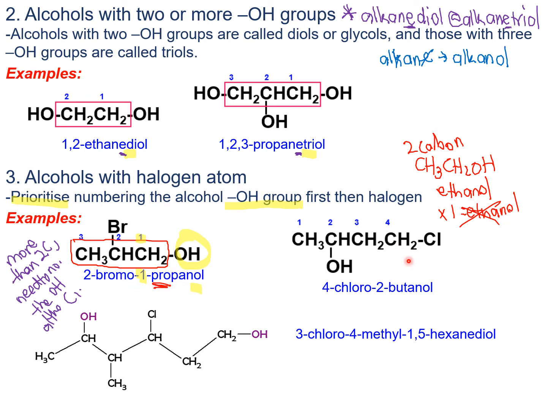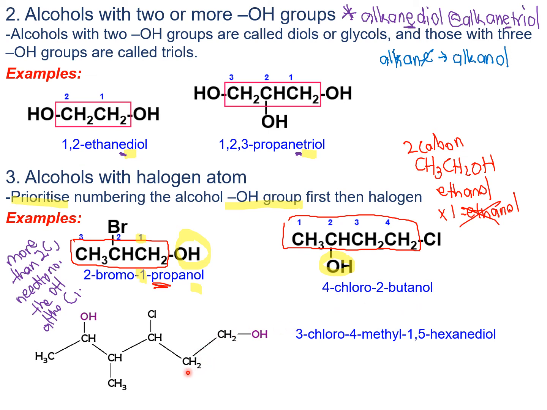Okay, next, if you look here, again you need to prioritize the OH. The longest carbon chain is CH3, CH, CH2, CH2, which has 4 carbon atoms, so it's butane. When you number, we number from the side nearest to the OH, so we number from left to right. Carbon number 2 has OH, so 2-butanol. Carbon number 4 has Cl. So the full name is 4-chloro-2-butanol.